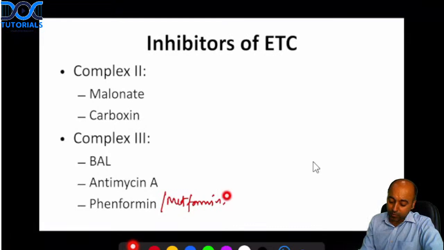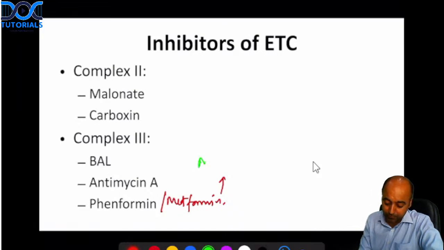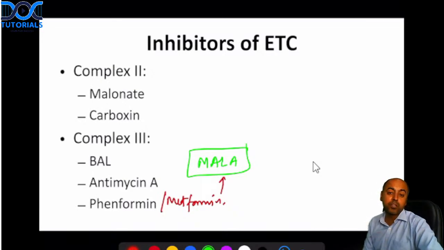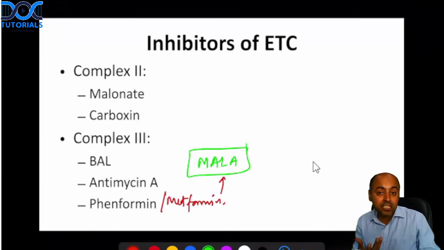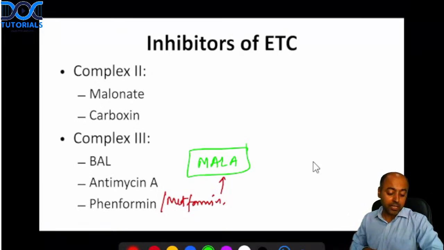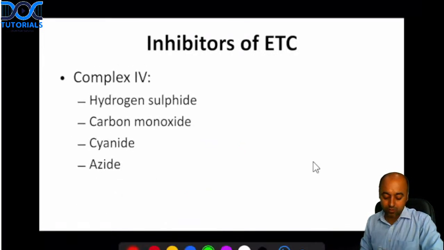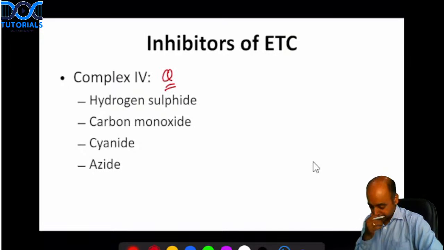If metformin accumulates inside the body and inhibits the complex 3, it causes a condition known as MALA, metformin associated lactic acidosis. Metformin associated lactic acidosis can be there when there is accumulation of metformin. If a patient has CKD, still taking the metformin, in that case you will have the metformin associated lactic acidosis. And complex 4: hydrogen sulfide, carbon monoxide, cyanide, azide. This is one of the commonly asked questions.